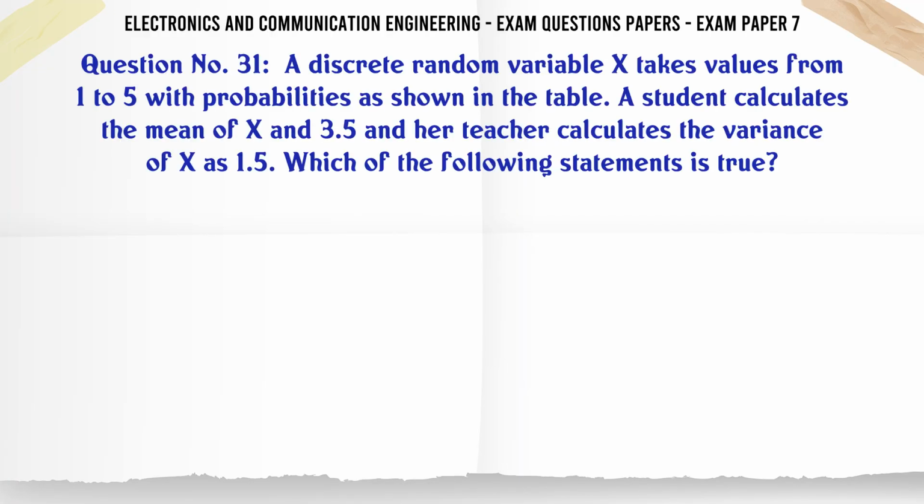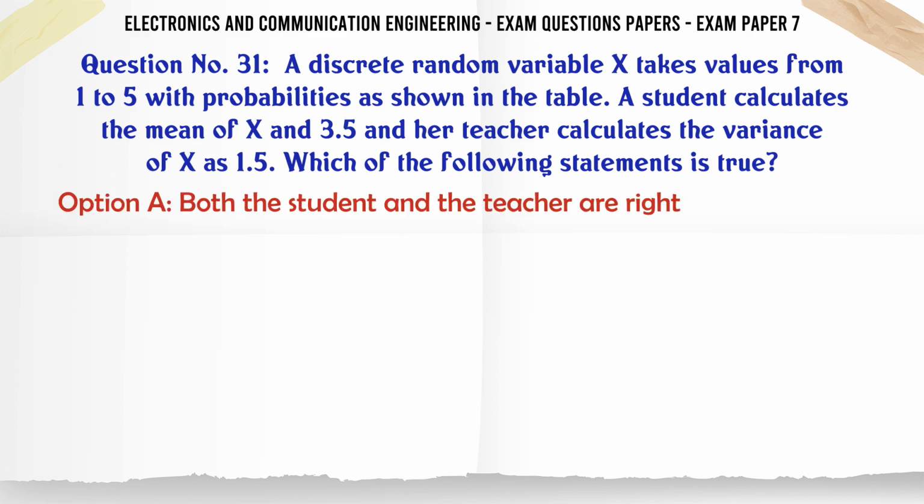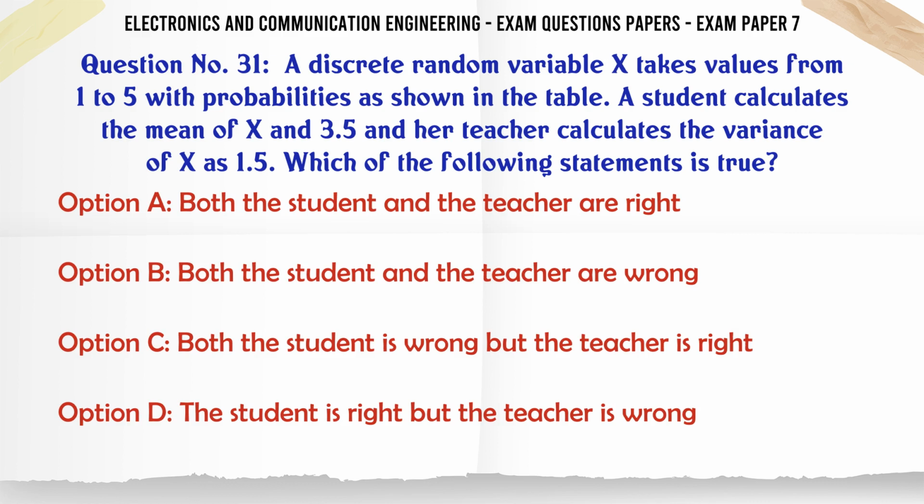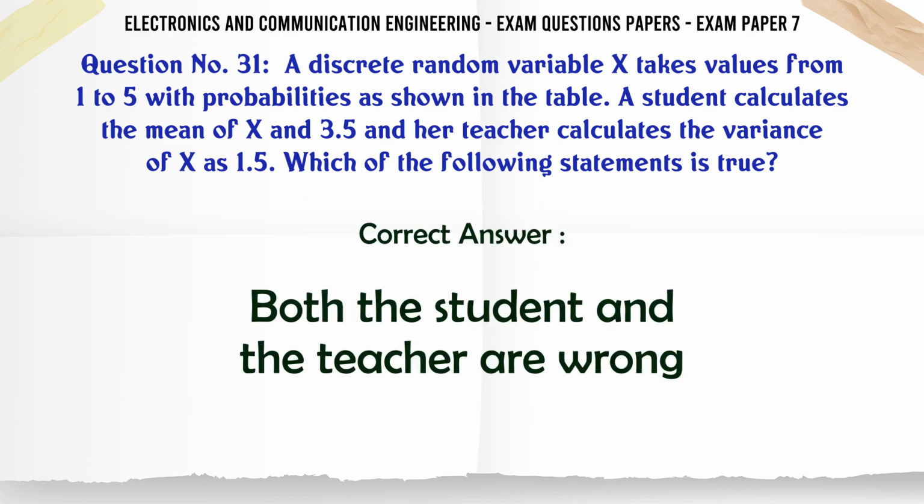A discrete random variable x takes values from 1 to 5 with probabilities as shown in the table. A student calculates the mean of x as 3.5 and her teacher calculates the variance of x as 1.5. Which of the following statements is true? A, both the student and the teacher are right; B, both the student and the teacher are wrong; C, the student is wrong but the teacher is right; D, the student is right but the teacher is wrong. The correct answer is both the student and the teacher are wrong.